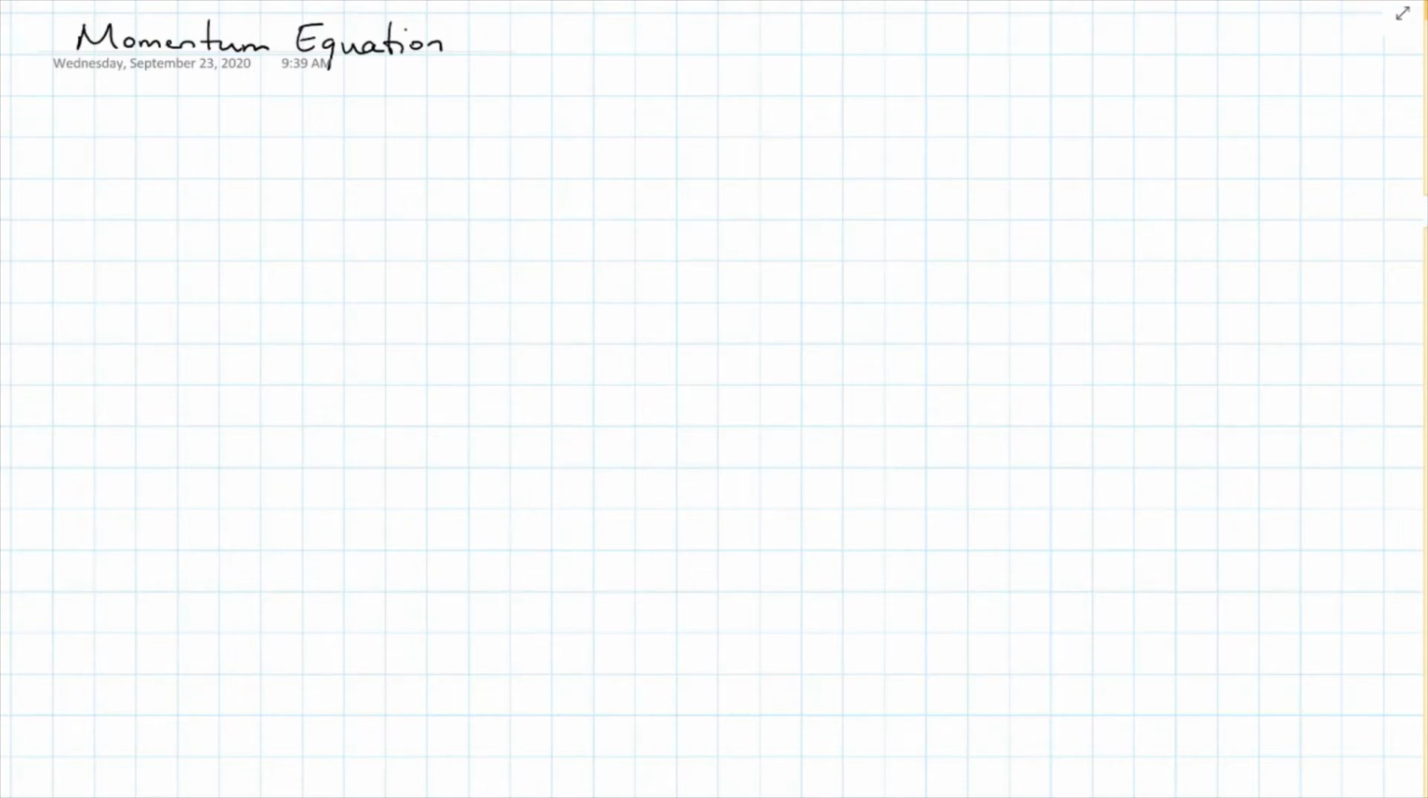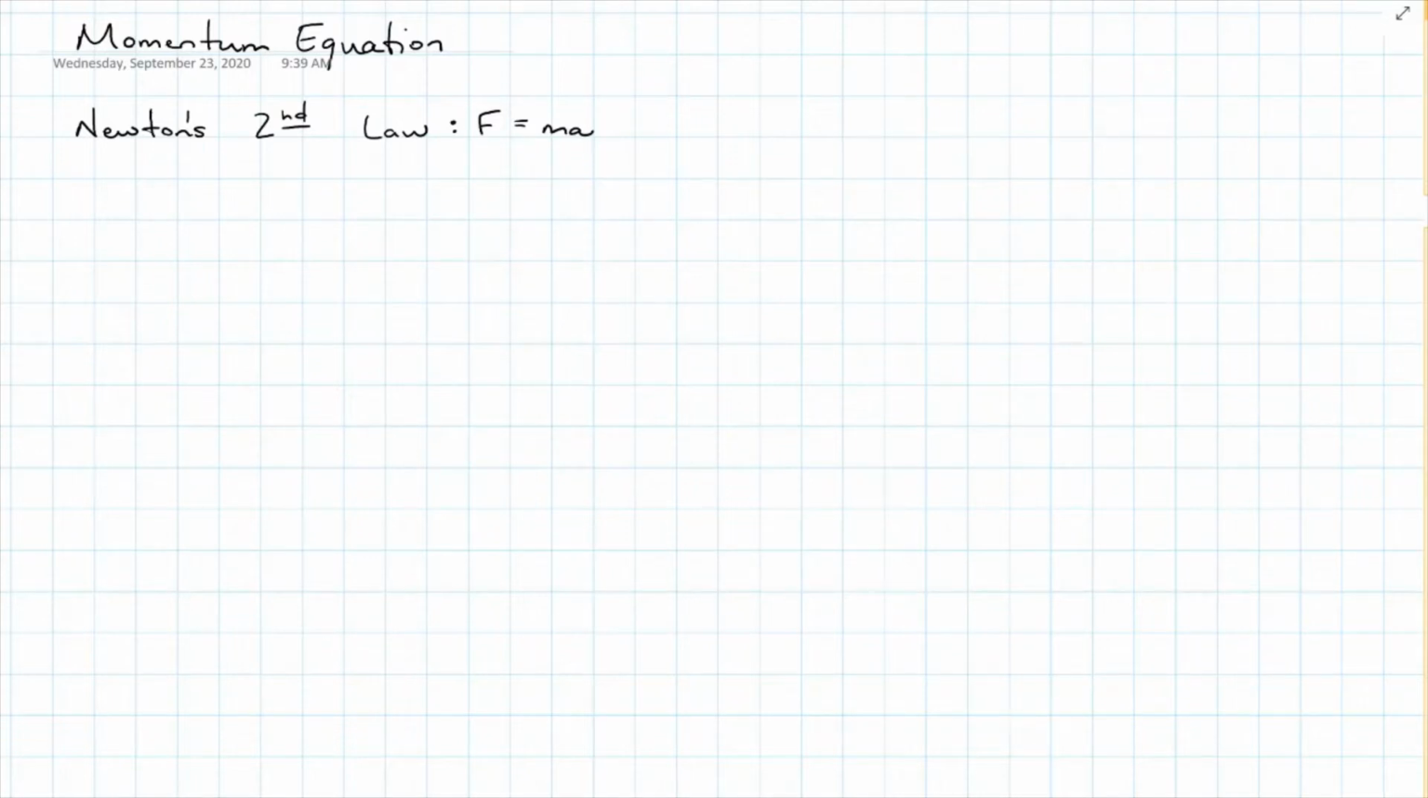So it turns out when water is moving, it can have a force. I know, that's a joke. So let's go back to Newton's second law, force is equal to mass times acceleration.